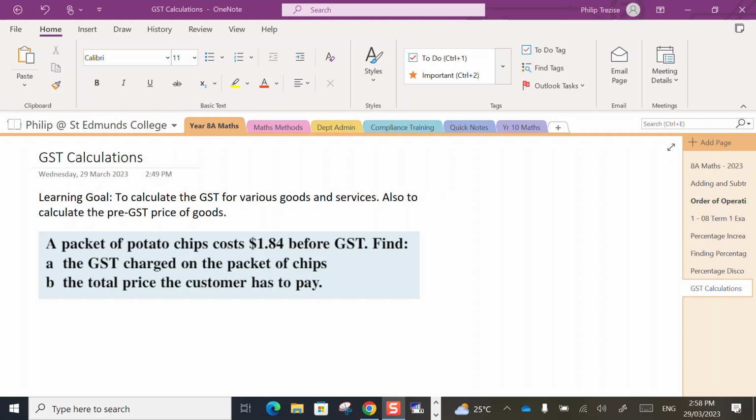GST stands for the Goods and Services Tax. It's a tax which, when we buy products or when we pay for services like a taxi ride or going to a concert, then part of the price is given away to the government as taxation.